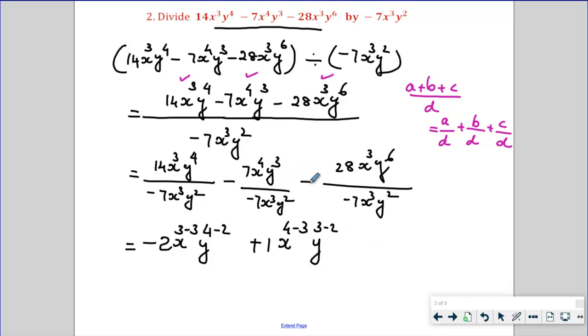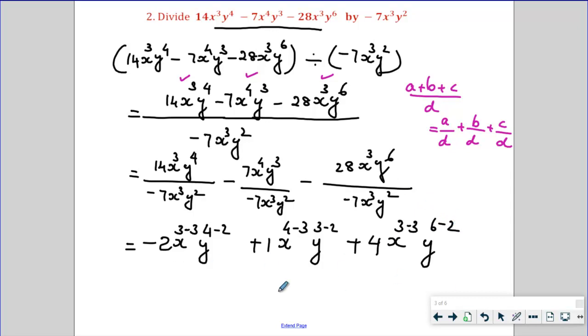Now you have to take this minus symbol, here minus, here also minus, minus into minus becomes plus. Already 28 is plus, so there is no change, minus into minus is plus. Then 28 divided by 7, that is equal to 4. Now we have to take the variable term, the first term is x, so here you can write 3 minus 3. Now the next one is y, here you can write the power is 6, the denominator power is 2.